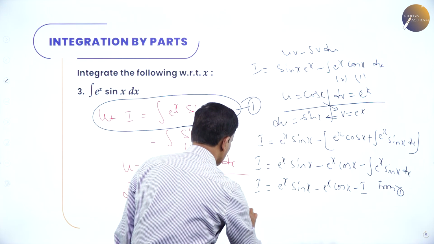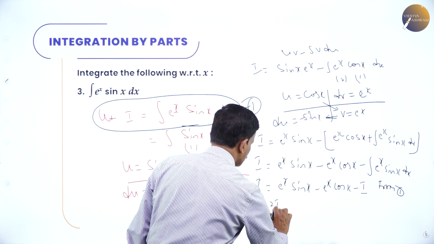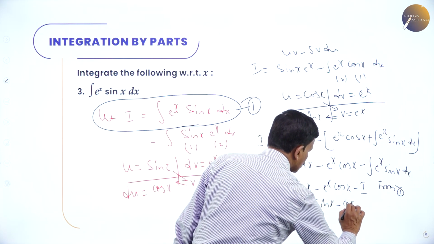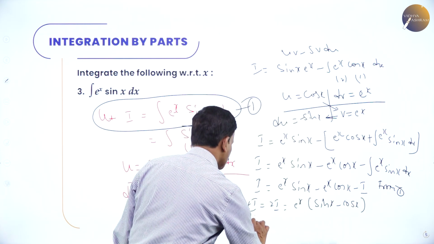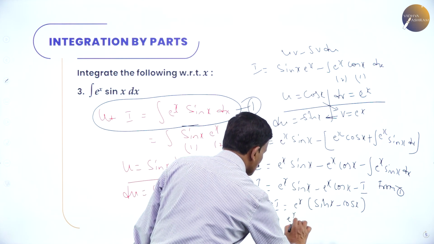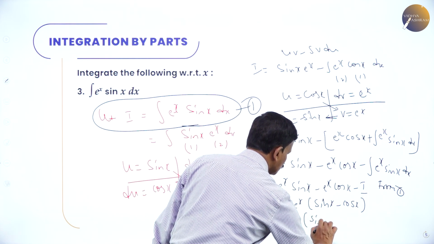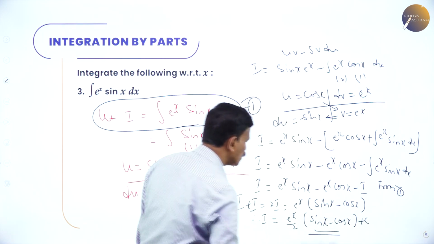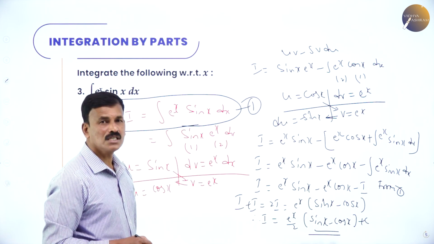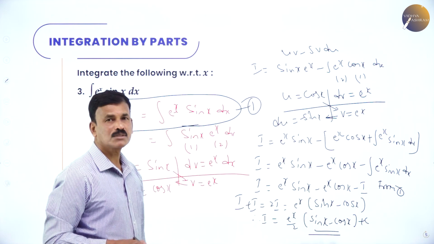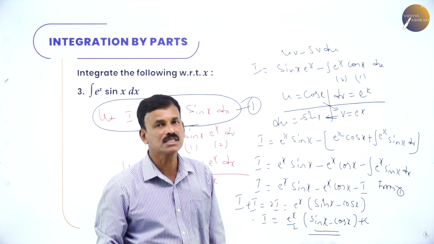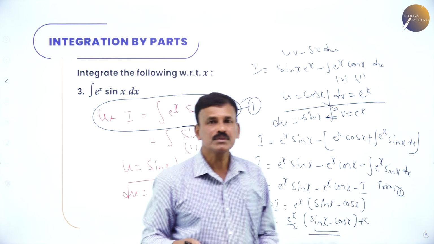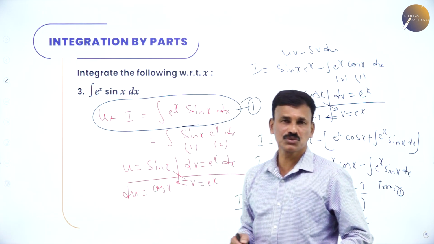Transfer this: I plus I is equal to 2I. You can take e power x as a common factor. What will you get? Sin x minus cos x. I plus I is 2I. So therefore I is equal to e to the power of x divided by 2 into sin x minus cos x plus c, the integrated answer. So the answer for this is e power x divided by 2 into sin x minus cos x plus c. That's it. Very simple problem. 3 marks. Now these are a few problems for integration by parts for 2 or 3 markers.